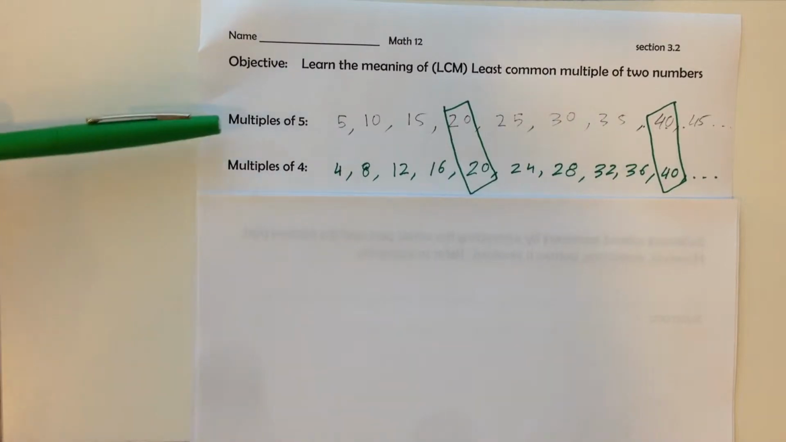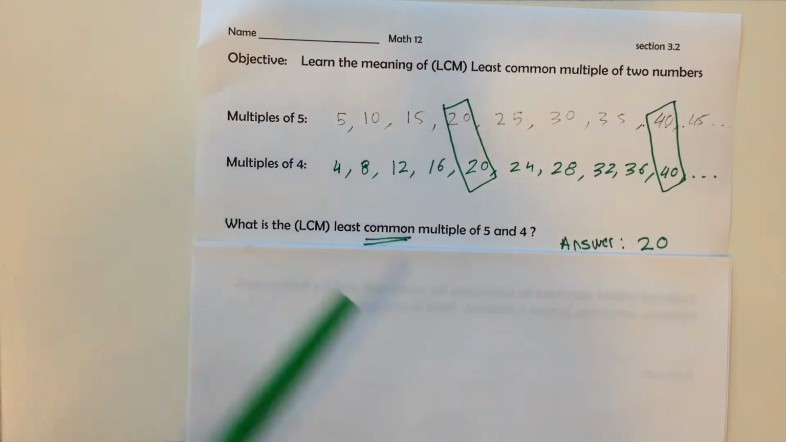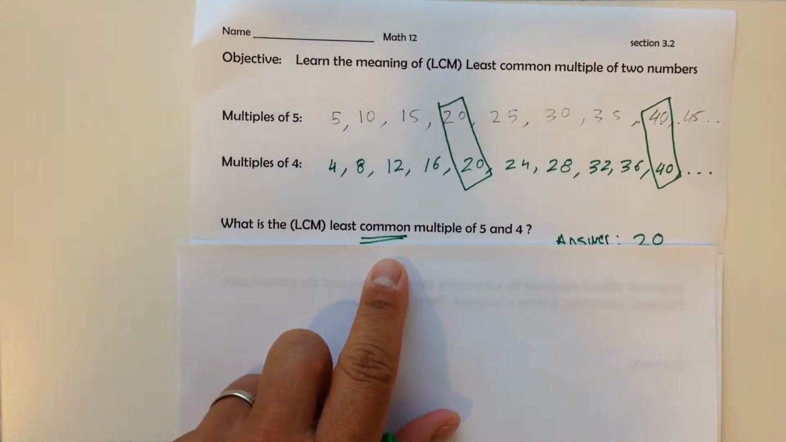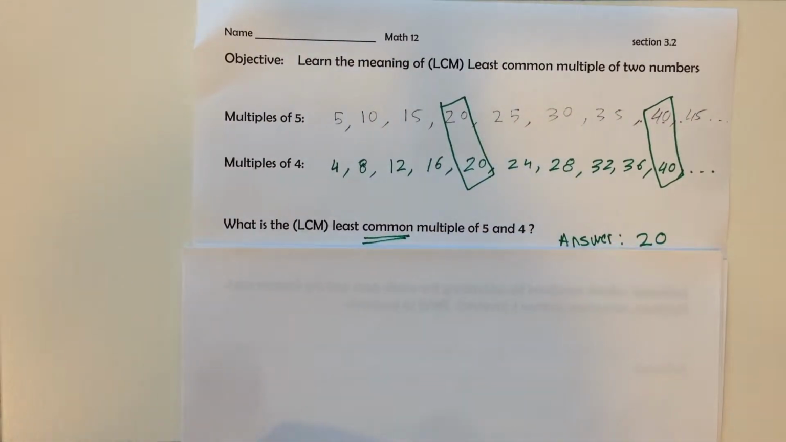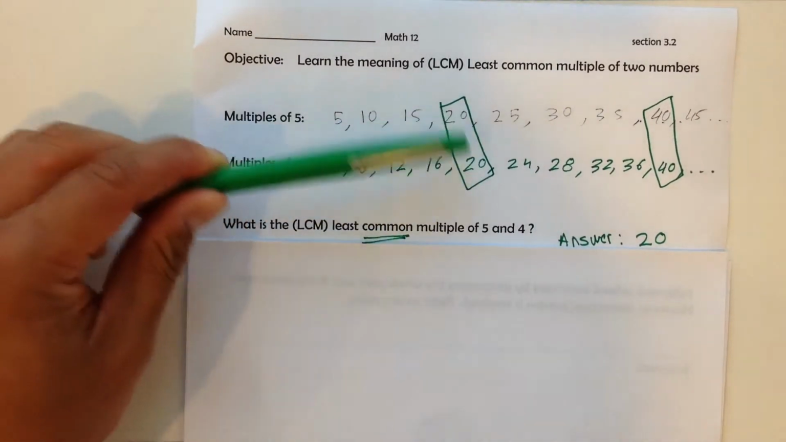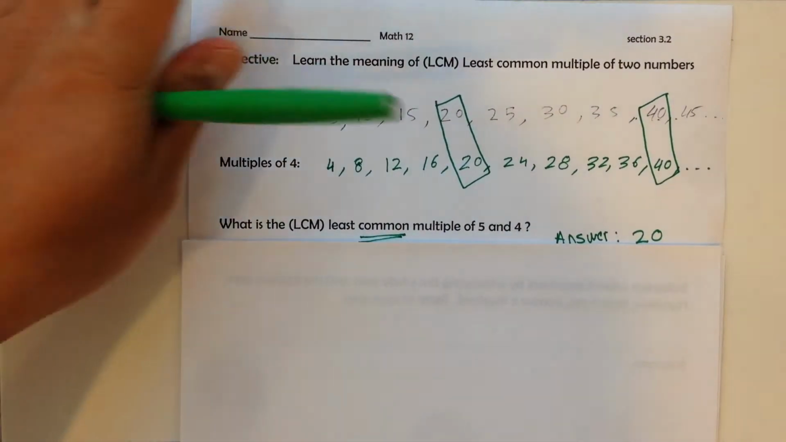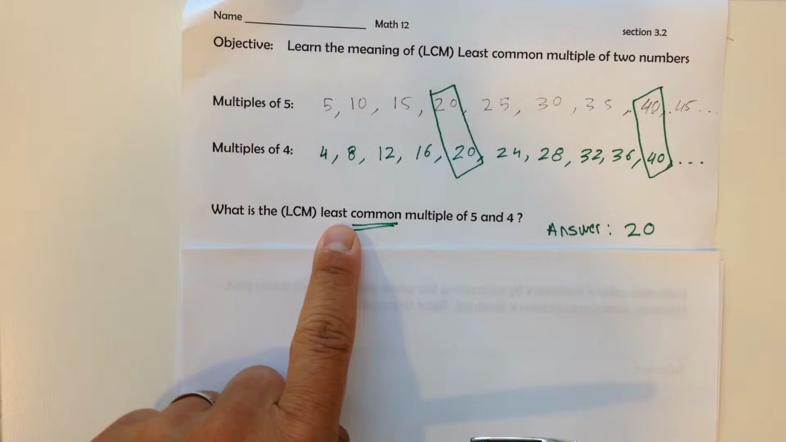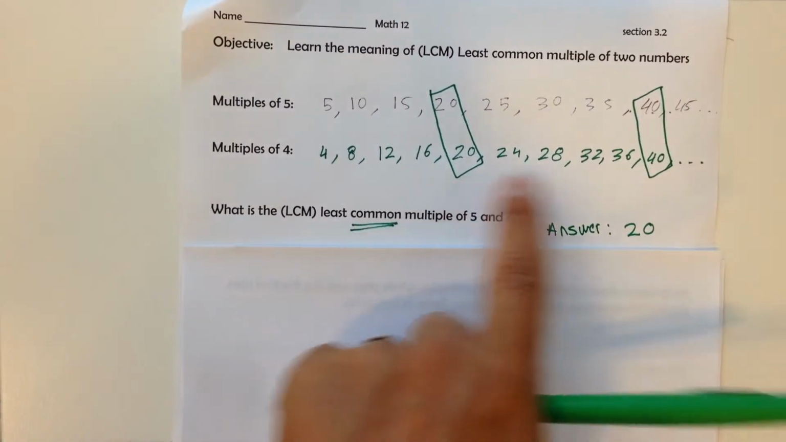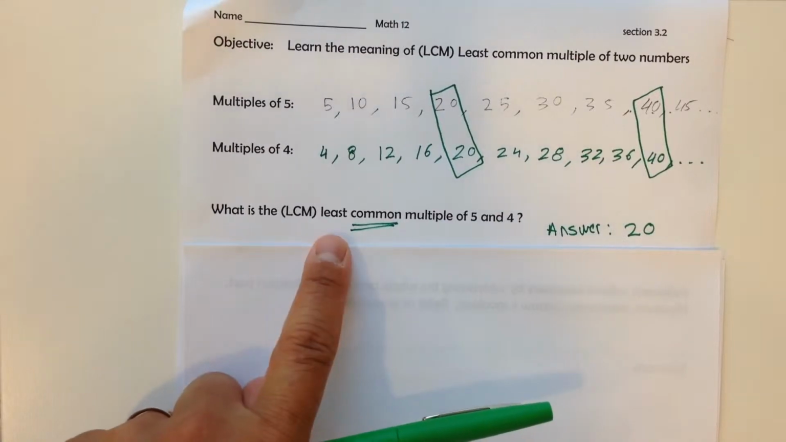Alright? So we had multiples of 5, multiples of 4. We're interested in what they have in common. So I boxed it for you, and you can look at the list and see that what they have in common so far from this list is 20. Both of them have 20 in common. They also have 40 in common. However, we're interested in the smallest one, which is called the least. And out of these two, the least is 20. So the answer is 20. That's the least common multiple.